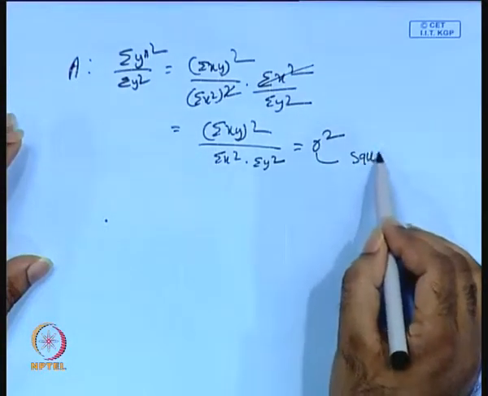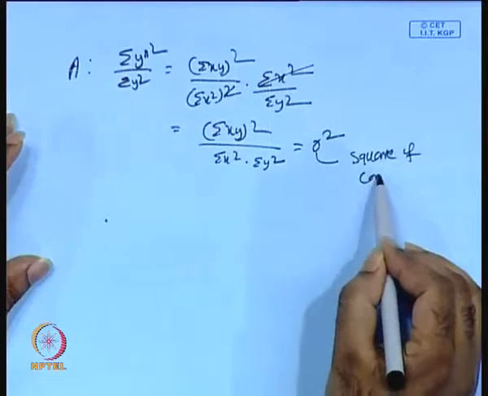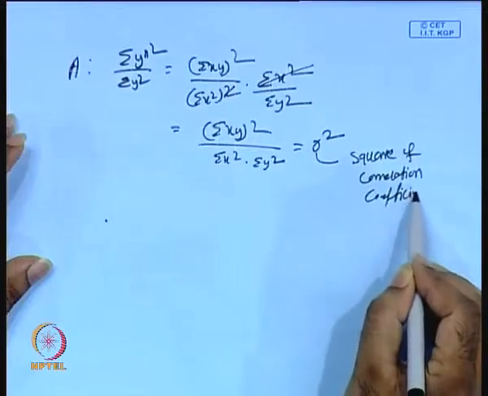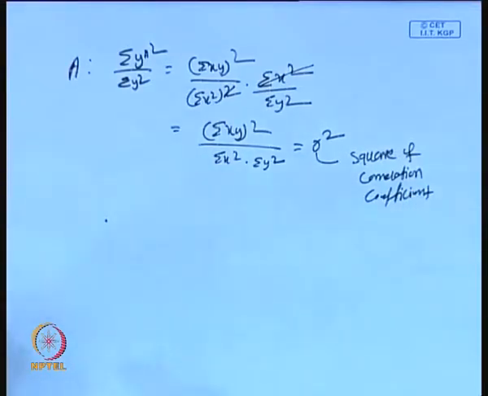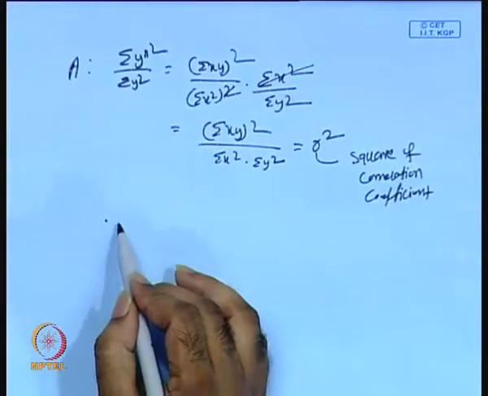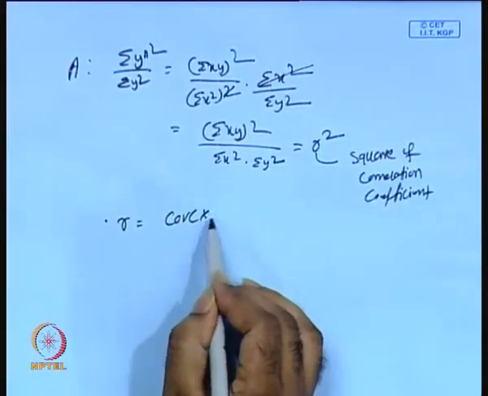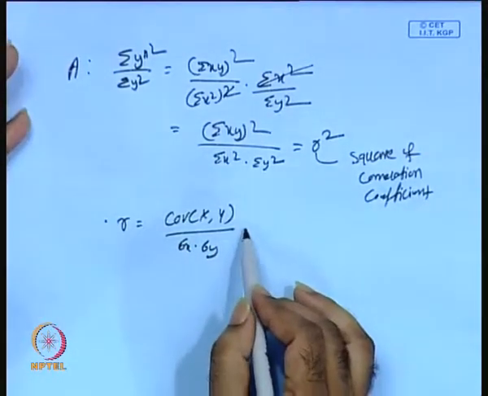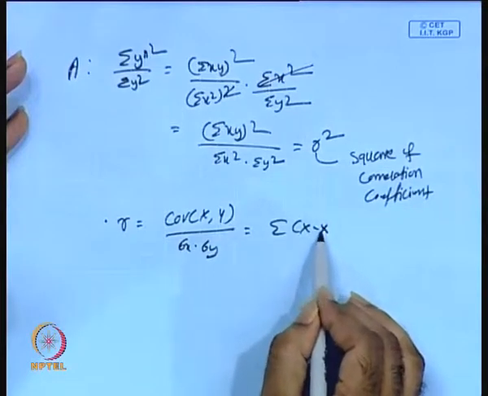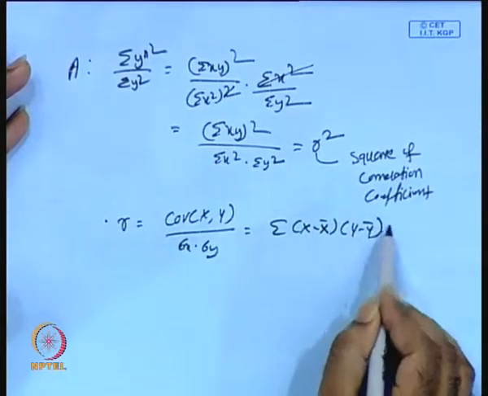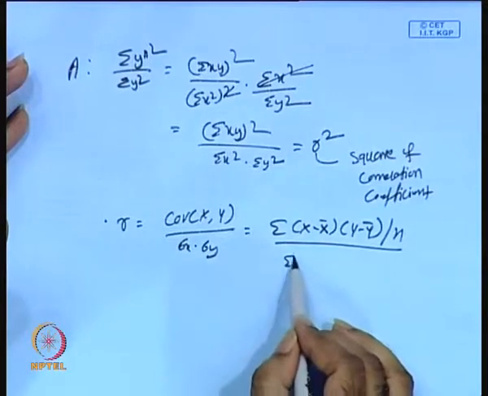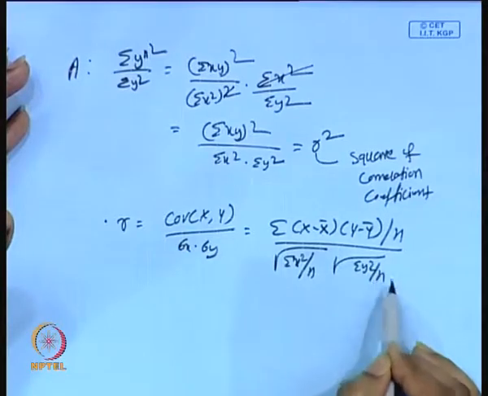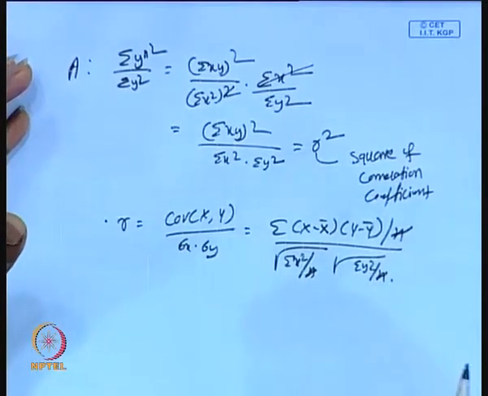R square is nothing but the square of the correlation coefficient. Okay. This is what is called the correlation coefficient. You see, what is correlation? Correlation is simply nothing but covariance of x y divided by sigma x into sigma y. Okay. If we simplify further, then it is nothing but summation x minus x bar into y minus y bar divided by n, all divided by square root of summation x square by n, then square root of summation y square by n. Okay. So, this n cancels, all right.